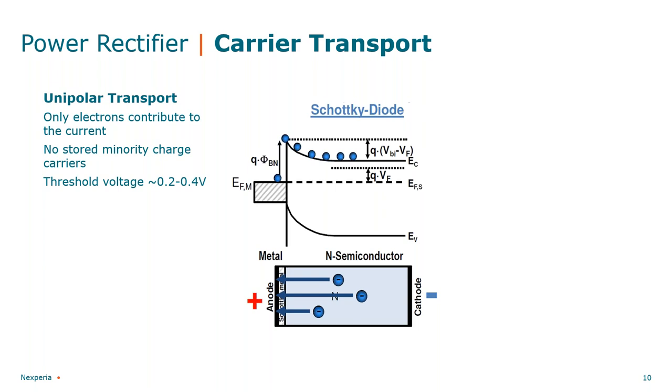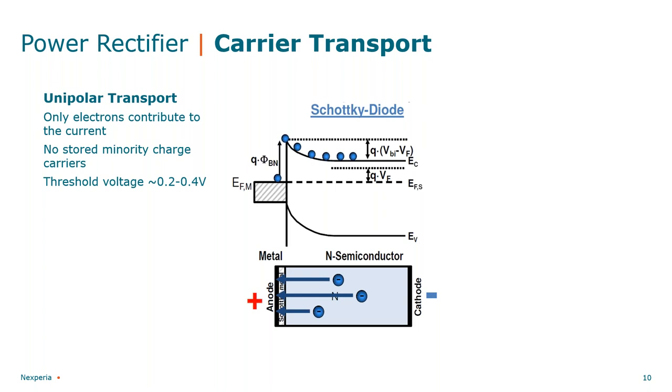From this graph, you already see that to enable this kind of forward current flow, we don't need to store a lot of charge carriers, basically really no charge carriers, in any kind of junction. We just need to exceed some kind of threshold voltage, and then the current will flow. This threshold voltage is typically in the range of 0.2 to 0.4 volt, as stated here. So the important message: we just need to forward bias the device, and we don't need to extra store some minority charge carriers in this device to enable the current to flow.